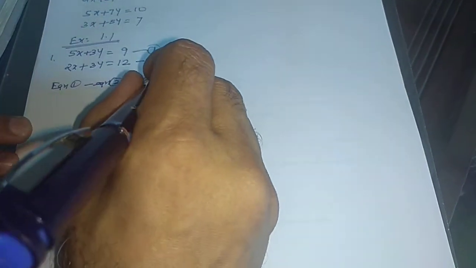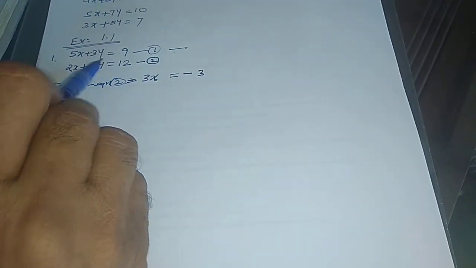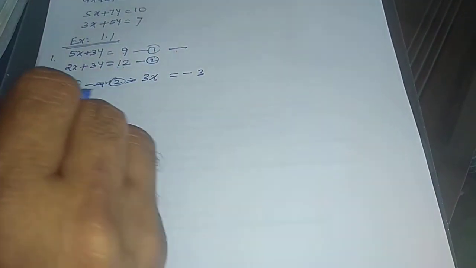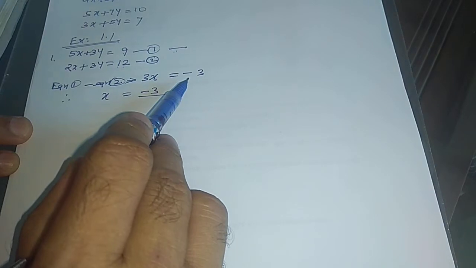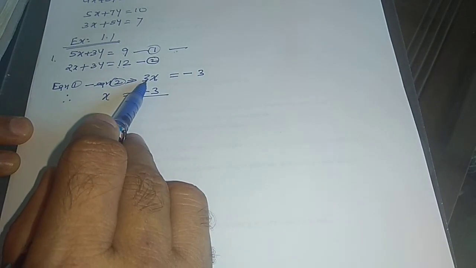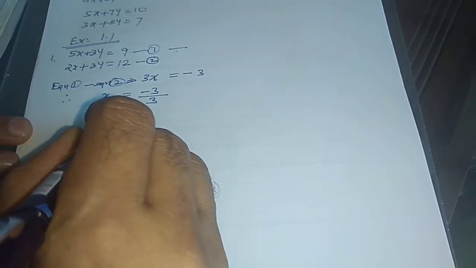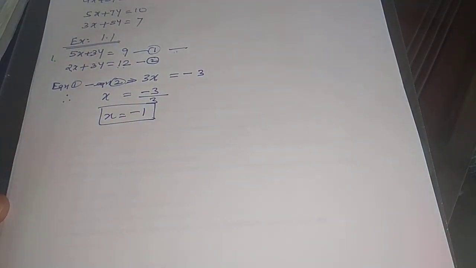5x minus 2x, 3x. 3y minus 3y becomes 0. 9 minus 12: 12 minus 9 is 3, the greater number's sign is minus, so it is minus 3. We want x only. Therefore, 3 into x, x is equal to minus 3 upon 3, which is minus 1. x is equal to minus 1.